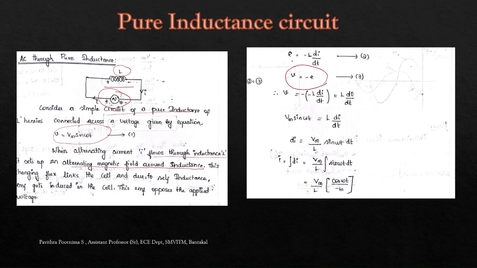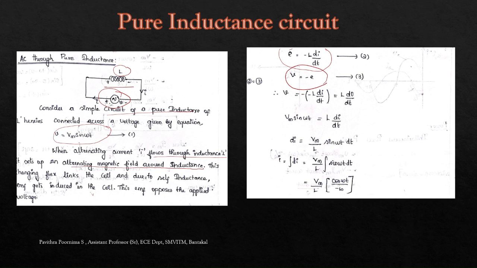So what is the EMF? The EMF induced in the coil is E, according to self-inductance. It's not mutual inductance, it's self-inductance, because only one coil is there. Mutual inductance is between two coils. So here, since there is only one coil, we consider the self-inductance equation, E equal to minus L into di divided by dt. And V equal to minus E.